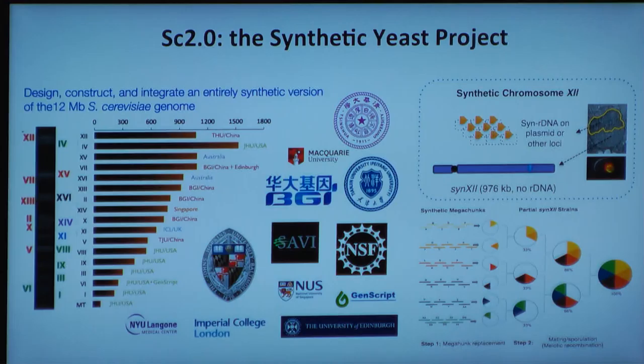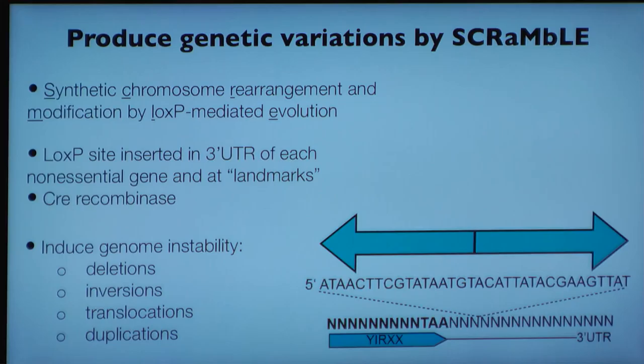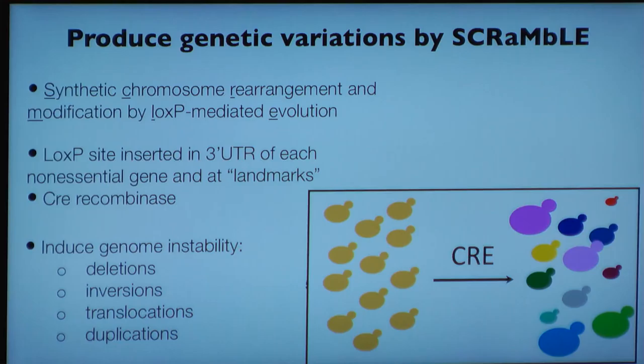As we all know, there's one important feature in the synthetic yeast project, which is the SCRaMbLE system. In short, SCRaMbLE is a lot of LoxP sites which were integrated into the synthetic chromosome. The presence of the LoxP sites allows us to SCRaMbLE, or make a lot of variation of the genomes, if we induce the Cre recombinase. That is, from a homogeneous yeast population, if we induce the Cre recombination, we will eventually generate a population of cells, each of which has a different genome. So from that population, we can select or identify many strains which we are interested in.